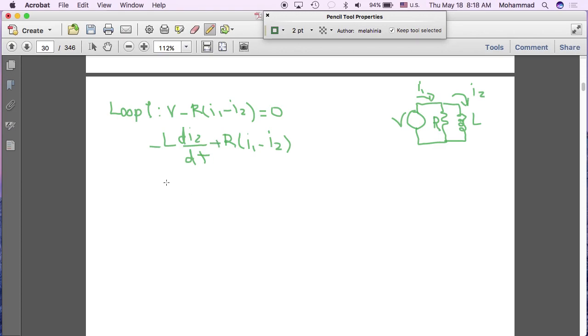What did you do next? And then I set that equal to 0. Of course, this is a loop, yeah. So Kirchhoff's law says it has to be equal to 0, yeah. And then I added the two equations. Okay, so if you add the two equations, what will you get? So the plus and minus R will cancel each other, right? So you get V minus L dI2/dt equals 0.